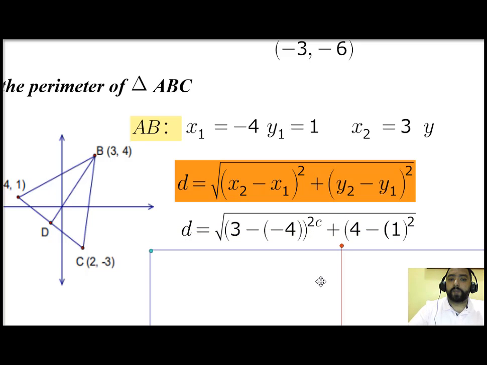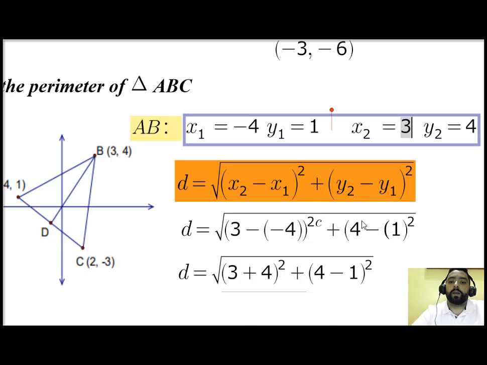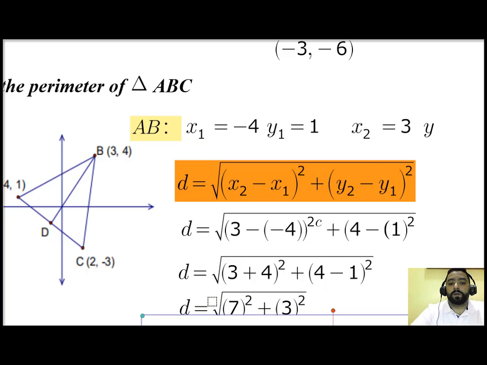Then we are going to replace the values. Here we have x2 is 3, and x1 is 4... x2 minus x1. And then we're going to have y2, which is 4, and y1, which is positive 1. So then we're going to have 3 minus a negative 4. So this minus, remember, we convert into positive. And this 4 minus positive 1, we leave as a negative.